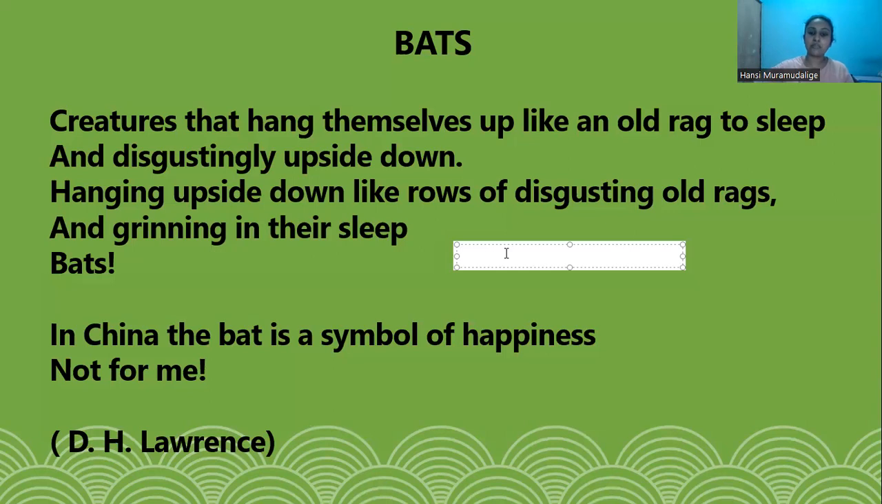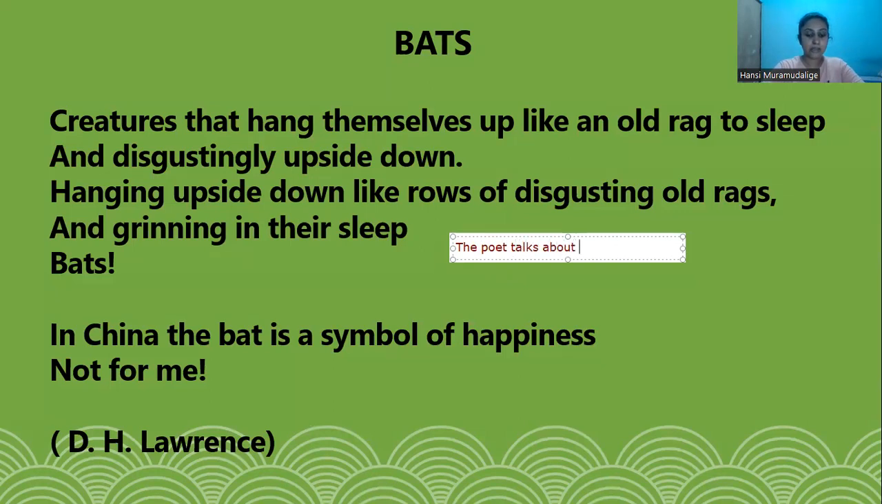Okay. If I ask you to tell the meaning of this poem in your own words, this is a very simple task. You can say like this. The poet talks about bats and he says it is ugly to see how bats are sleeping upside down. That's all. That is the meaning.